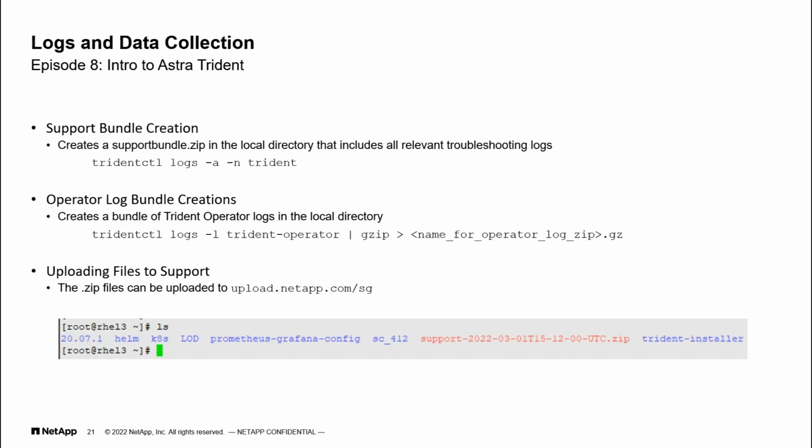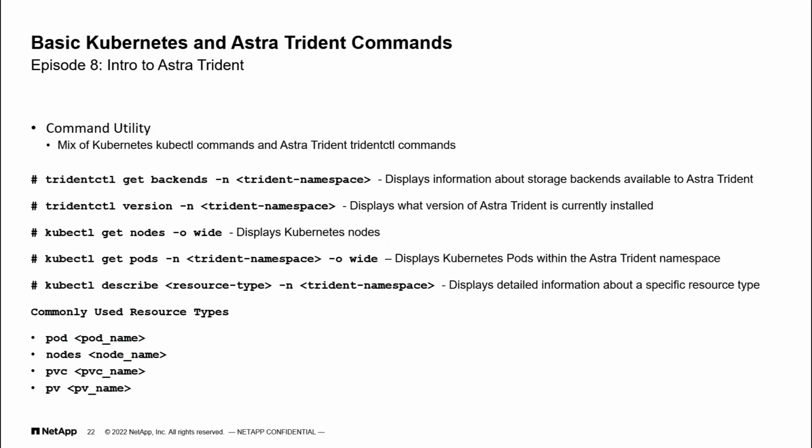The logs can then be uploaded to upload.netapp.com/sg. Commands for troubleshooting will be a mix of Kubernetes kubectl and Astra Trident's tridentctl commands. We won't be going over all of these today, but a quick tip is to append the -o wide parameter to certain commands to get more information.